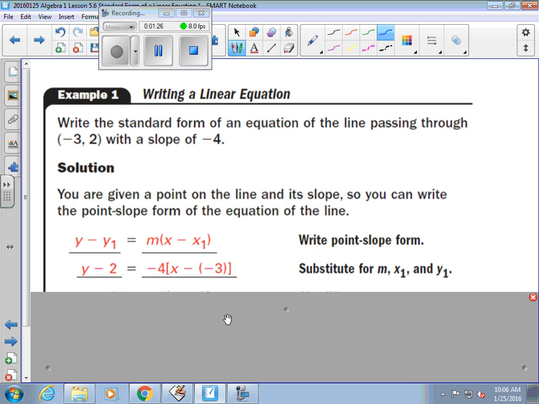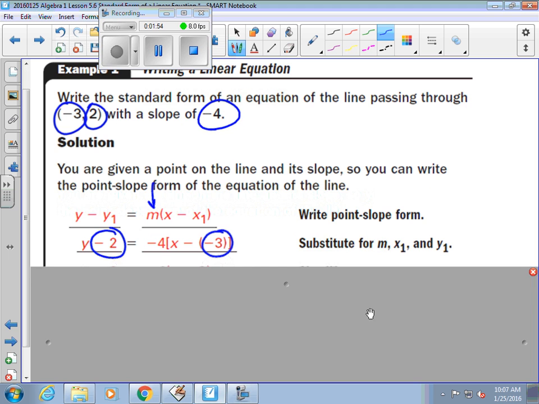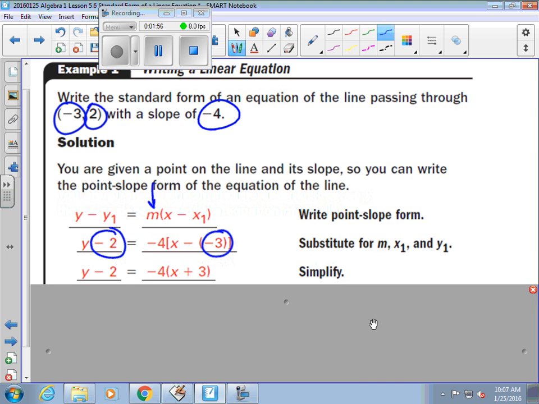From there, substitute m, which is -4, right there. Then x sub 1 and y sub 1 are the opposites of what it says. Remember, y is this one here, 2, so we have minus 2 here. And x is this one here, so it's going to be minus a negative 3. You have -4 times x plus 3 right there, so don't change it. That's what it winds up being on the next line. Sometimes they have an extra blank in here for stuff that we don't typically write in. But this is point-slope form: y minus 2 equals -4 times x plus 3.